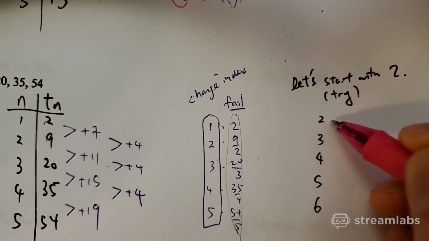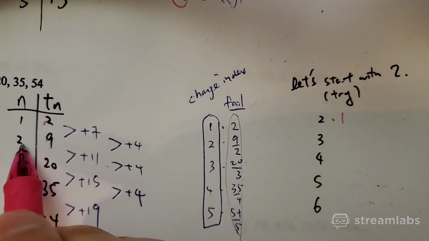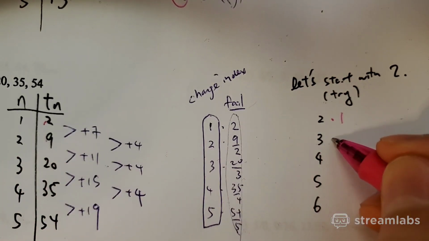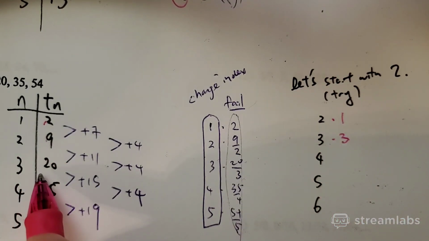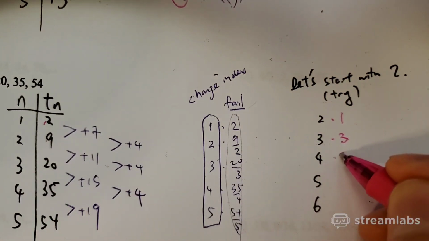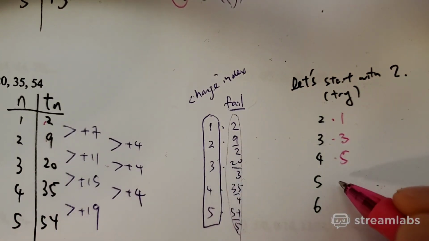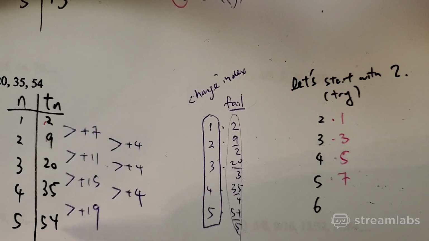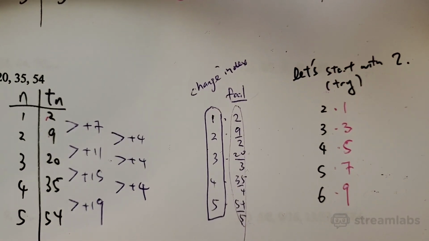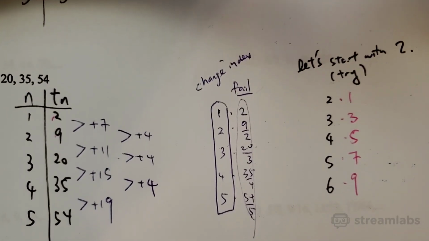Well, how did I get 2 from 2? I multiply by 1, right? And then 3 to 9, I multiply by 3. And then 4 to 20, I multiply by 5. 5 to 35, I multiply by 7. And then 6 to 54, I multiply by 9. Do you see a pattern? What is the pattern here?